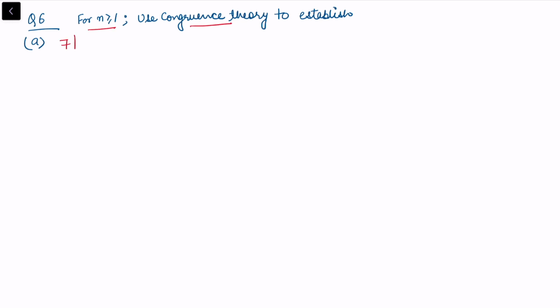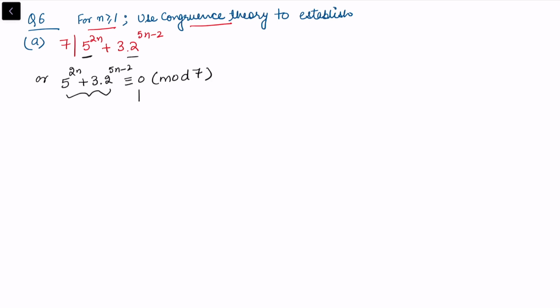The first part is: 7 divides 5 to the power 2n plus 3 into 2 to the power 5n minus 2. For proving this, let's start by looking at the 5 and 2, and here I want to work with respect to mod 7. In the congruence, I want to show 5 to the power 2n plus 3 into 2 to the power 5n minus 2 is congruent to 0 mod 7.